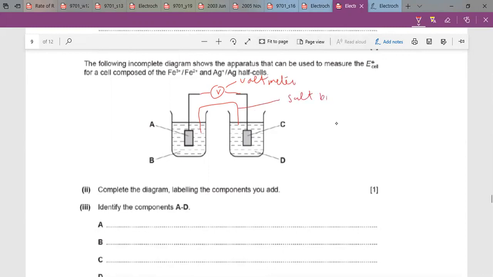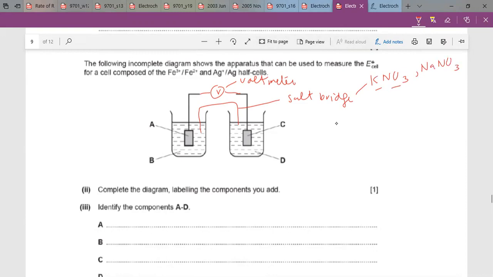Salt bridge actually is any solution that contains soluble salts which do not react with the solutions. So normally potassium nitrate. Why? All nitrates are soluble, so they will not cause a precipitate. Potassium salts are soluble, or sodium nitrate for that matter.